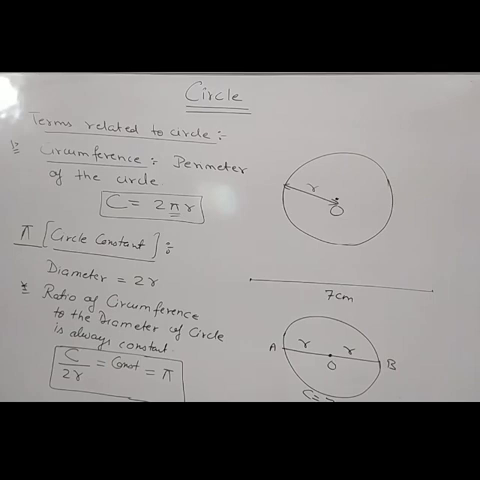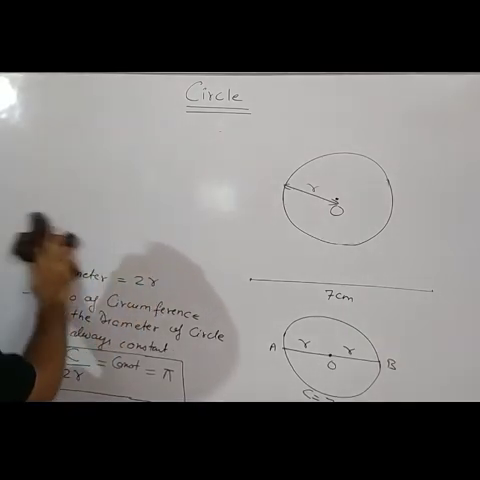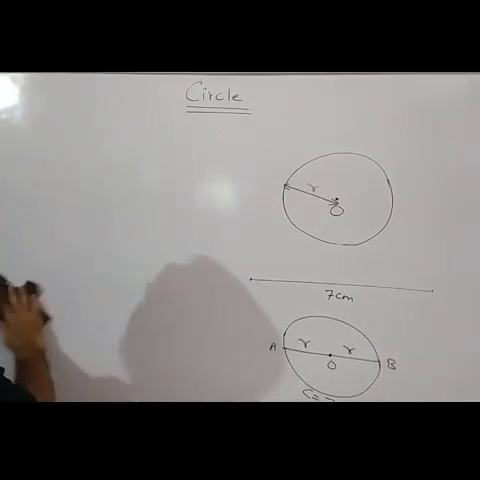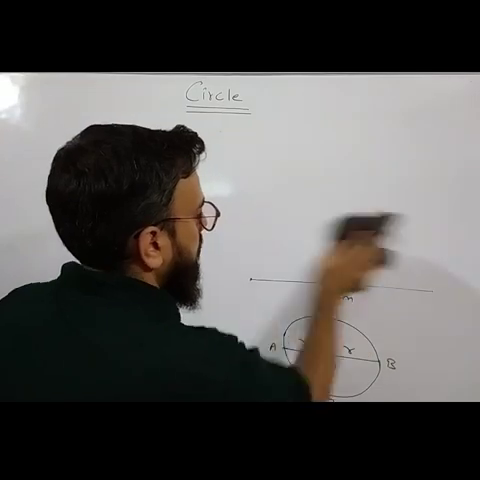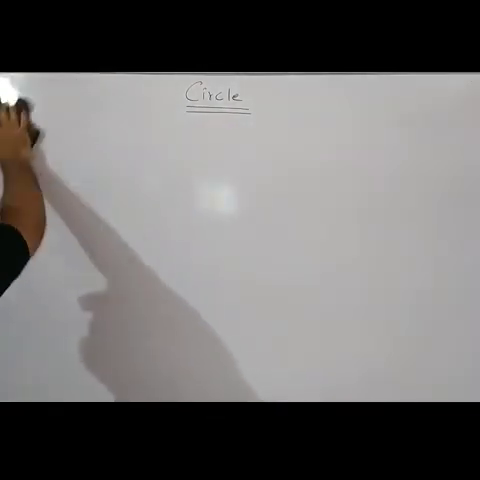Note down. Now coming to the next term. First is diameter, circumference, pi. So if anybody asks you what is pi, pi is a circle constant which is equal to the ratio of circumference to the diameter.